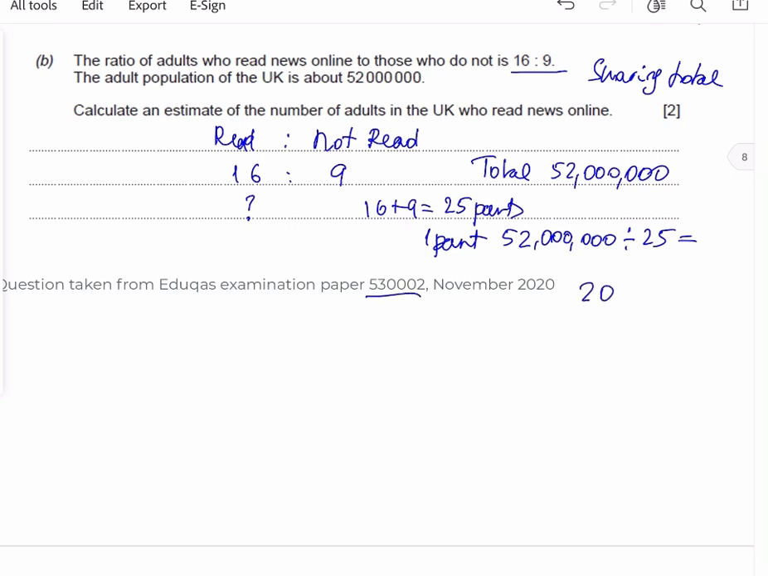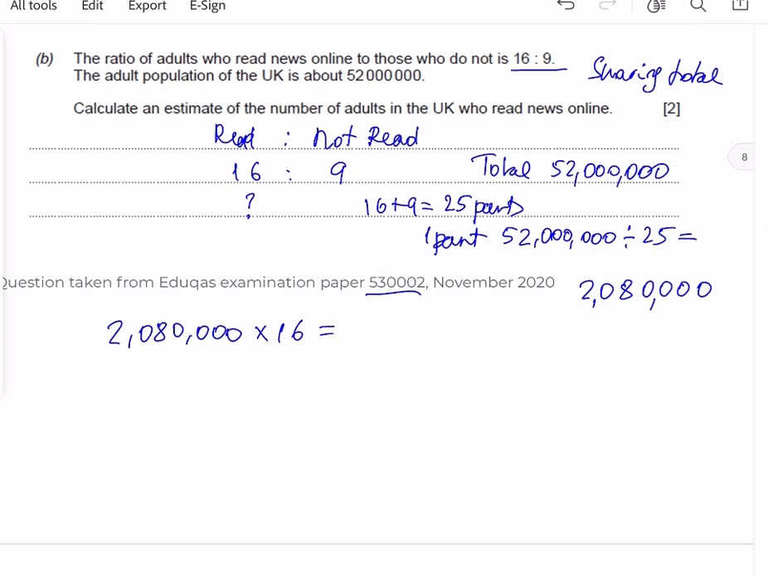Okay, so this is a calculator question. We're going to divide this by 25, and that will give us 2,080,000. That is one part, and we times it by 16, because there are 16 parts for people who read, and that will give us this number, which is 33,280,000.